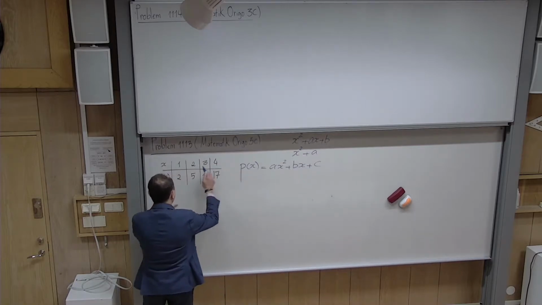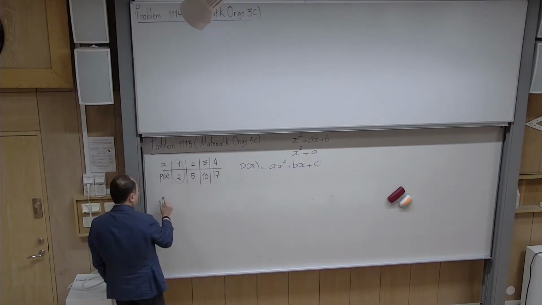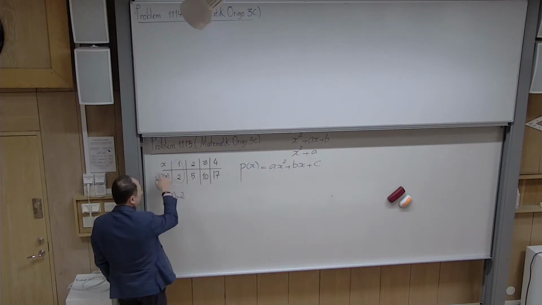So here, from this, what I see, I read it in this way. I see P of 1 is 2. This is the meaning of this table.